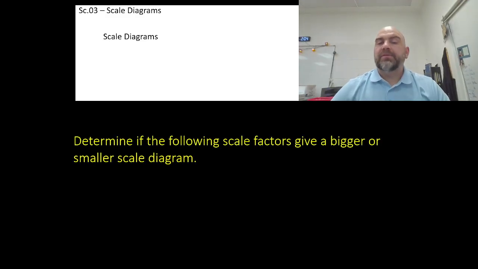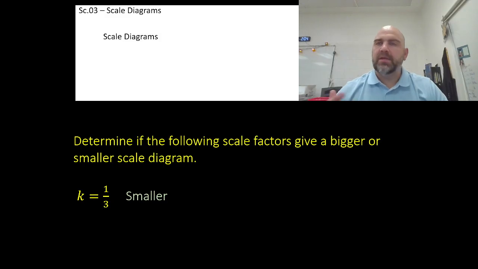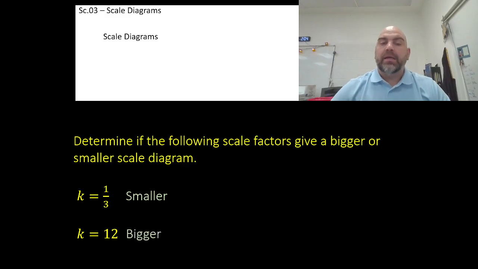Determine if the following scale factors give a bigger or smaller scale, so a little bit extra. If we have a K value of 1/3, it's smaller because K is less than 1. So therefore, it's going to be a smaller version. It's going to be a third of the size. If we have a 12, bigger. That's definitely going to be bigger because it's bigger than 1, so it's 12 times bigger.